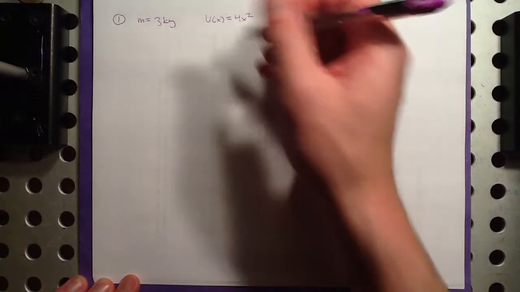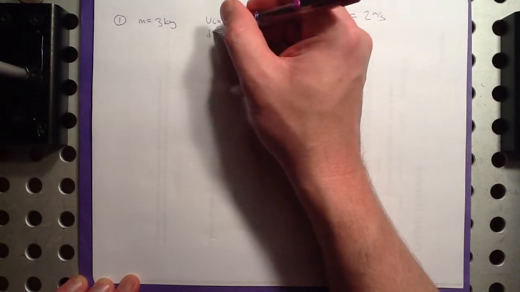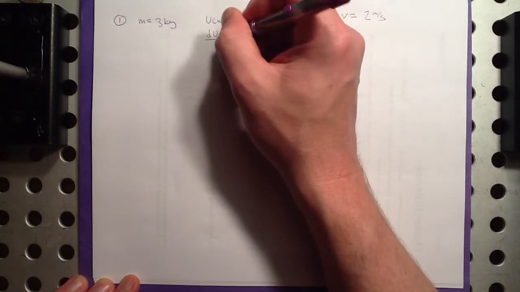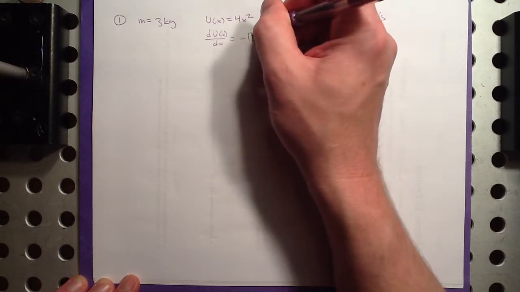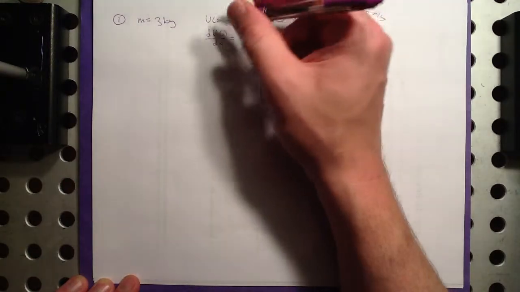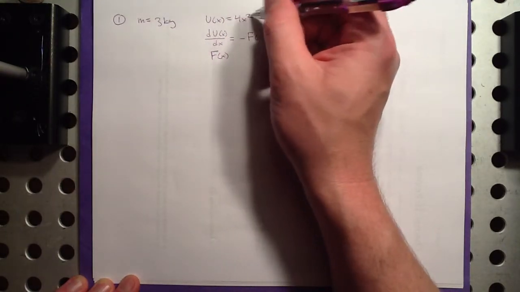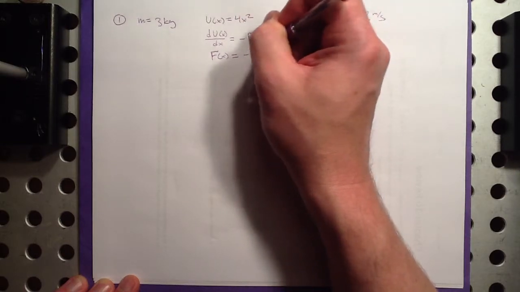Looking at this right here, we know that, generally speaking, the derivative of a potential energy function is negative the force. So let's go ahead and find that force function. The derivative of this would be 8x, so negative of that would be negative 8x.